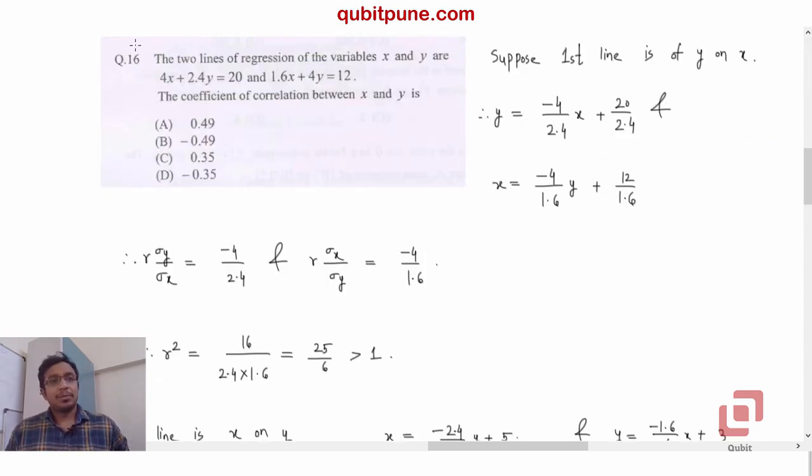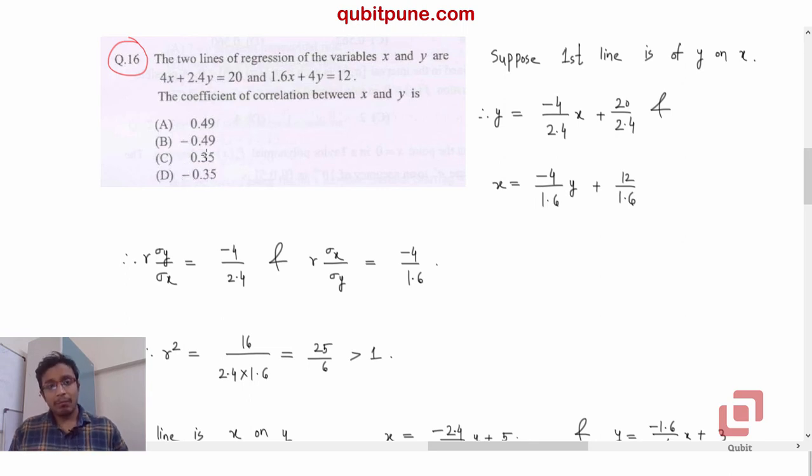Let's now solve question number 16, which is from statistics. The two lines of regression of the variables x and y are 4x plus 2.4y equal to 20 and 1.6x plus 4y equal to 12. The coefficient of correlation between x and y is, and we have got 4 options, basically pairs: positive, negative, positive, negative.